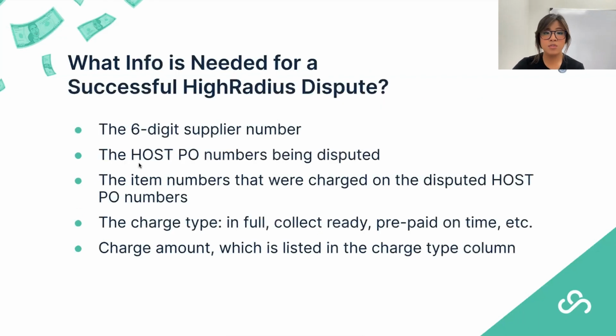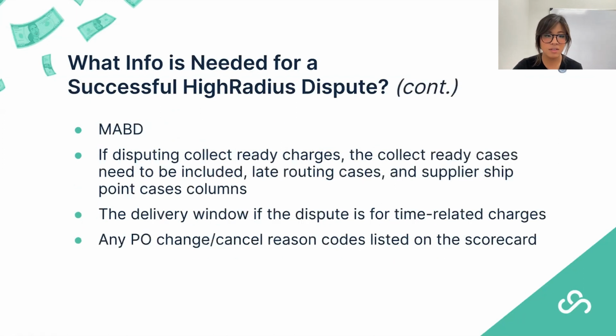So this is the information that HighRadius requires. It's going to be your 6-digit supplier number, the host PO numbers that you're disputing, any of the item numbers within those host PO numbers, and the charge type. So in full, collect ready, prepaid on time, etc. And then the charge amount, so basically how much you're trying to fight with HighRadius.